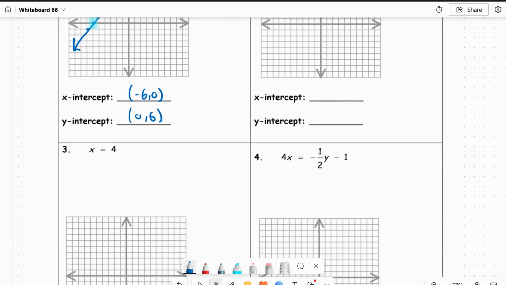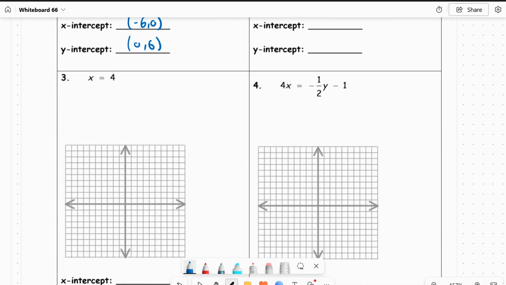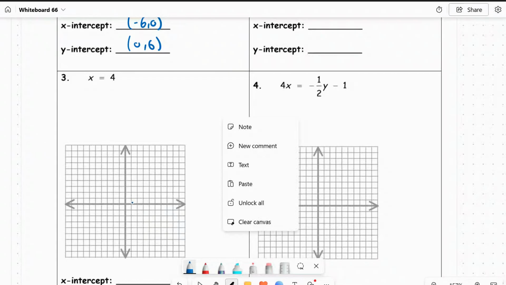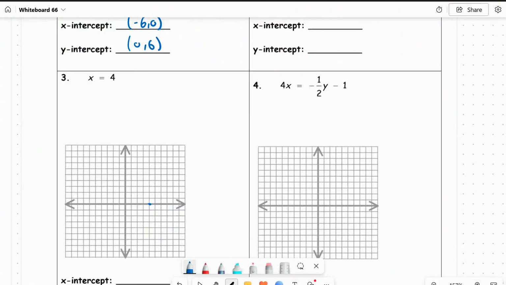Okay, continuing on the left side. For number 3, this is one of our special cases. So anytime we have x equals or y equals, identify that point on your axes and draw a horizontal or vertical line from there. So x equals 4, at 4, there is our point. And anytime you have x equals, that means that you're going to have a vertical line.